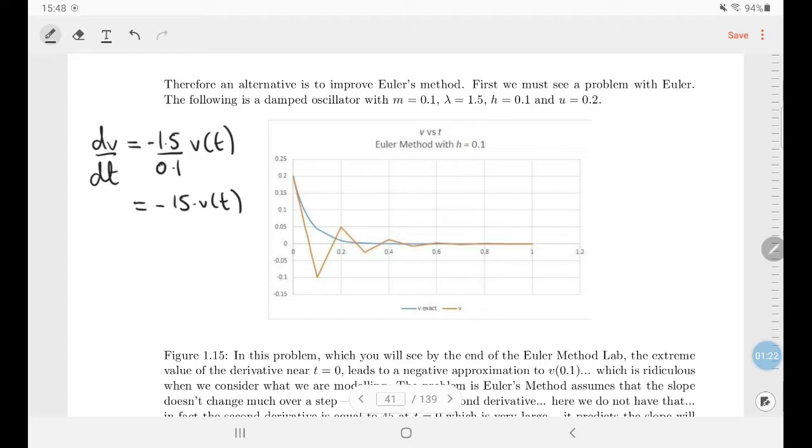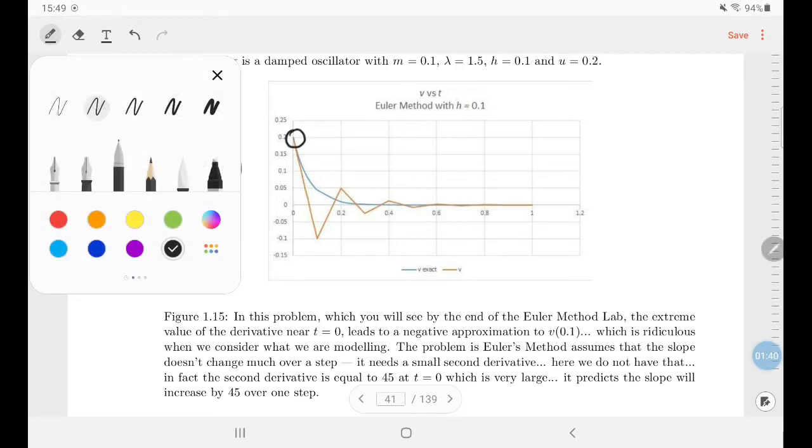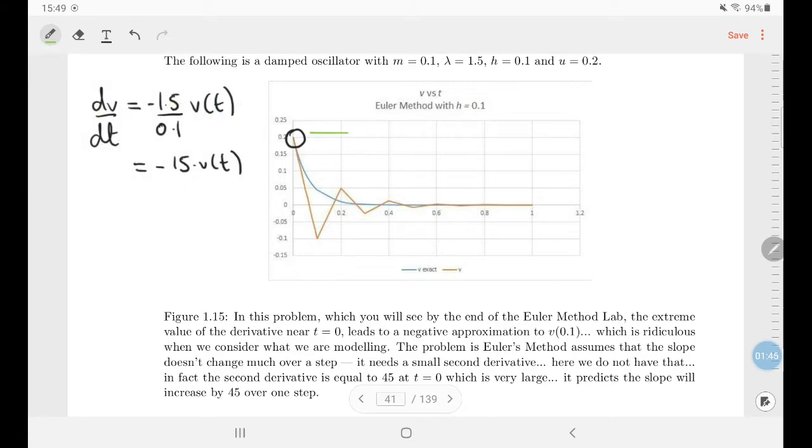Okay, so in this problem, you should see that the extreme value of the derivative near t equal to 0 leads to a negative approximation to v at 0.1. So at this point, v dashed of 0 is equal to minus 15 times v, which is minus 15 times a fifth, which is minus 3. Now, I'm not saying that's extreme or anything, but it is what it is.